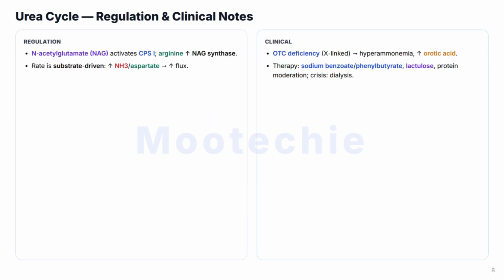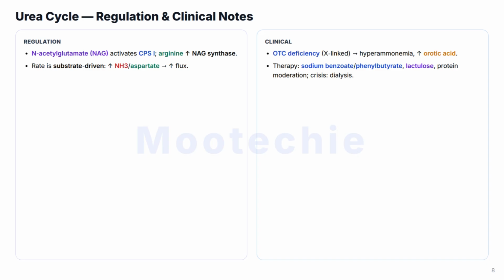Under regulation, N-acetyl-glutamate or NAG activates CPS1. The amino acid arginine increases the synthesis of NAG. The rate of the cycle is driven by substrate availability. More ammonia and aspartate increase the metabolic flux.